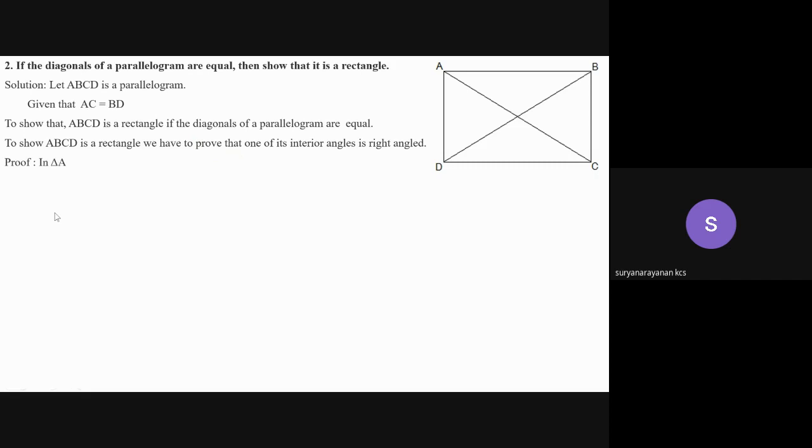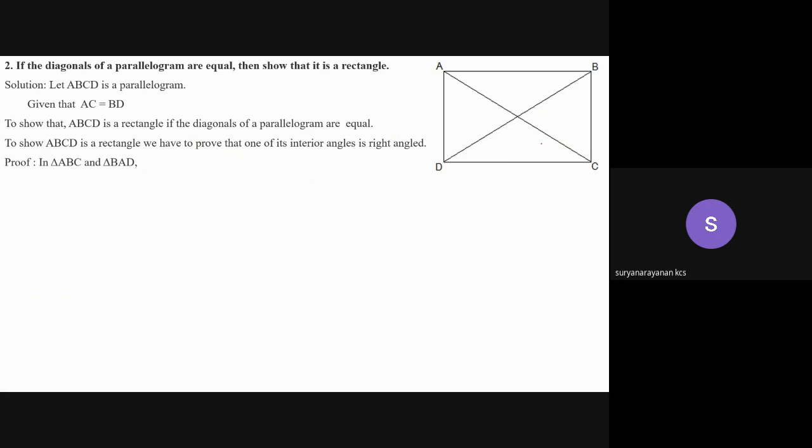Come to this part, proof. In triangle ABC and triangle BAD. Here ABC and BAD, we have taken these two triangles. Observe these two triangles carefully. In these two triangles, which parts are equal? Can you tell me which parts are equal in triangle ABC and triangle ABD?